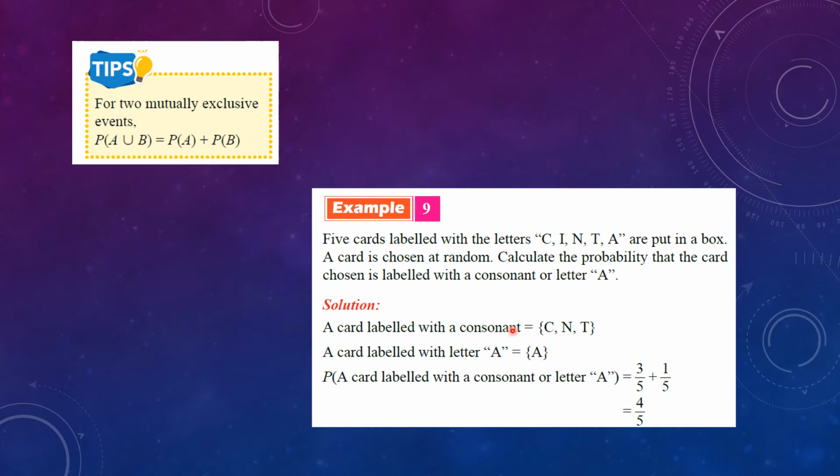So this example is about mutually exclusive events. That means you don't have any intersection outcome here. So you just add the probability of consonant, 3 over 5, plus the probability of getting A. So the answer you get is 4 over 5.